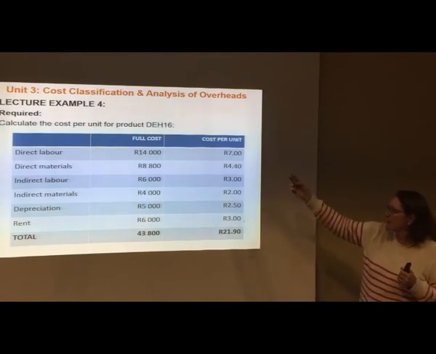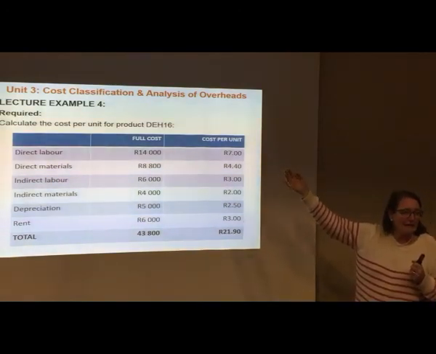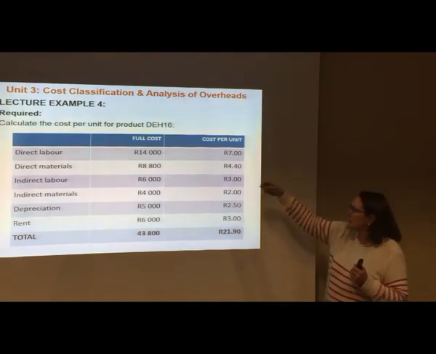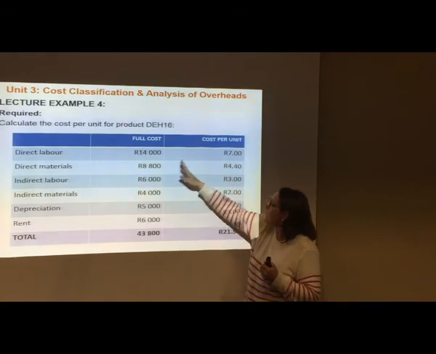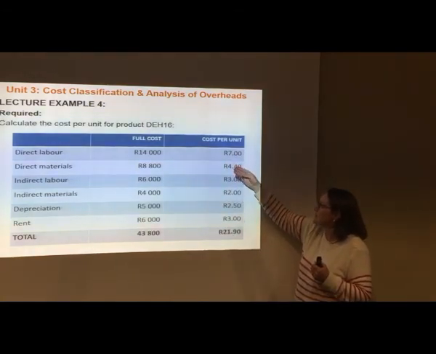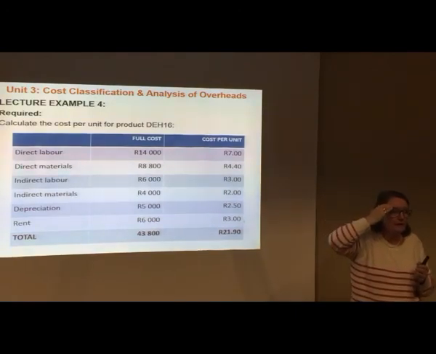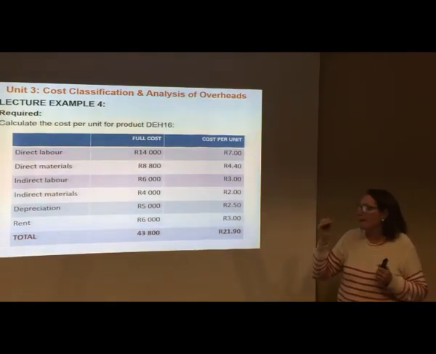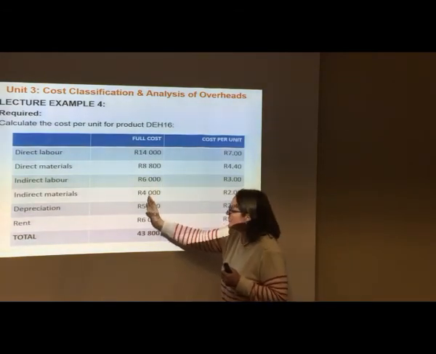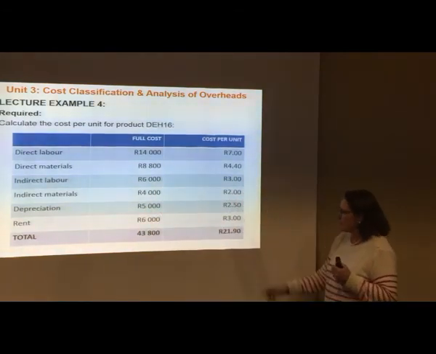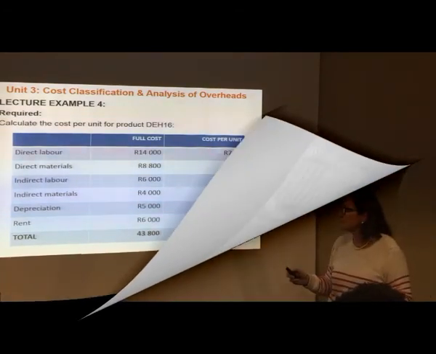Okay, so the direct labor and direct materials, you should always be able to allocate and then either do it that way around or that way around. In this case, you were given the totals. You have to divide by the number of units to get the cost per unit here. And these ones you have to calculate the individual amounts and then go that way to get the totals. Okay. So 21 Rand 90 is your cost per unit for DEH.